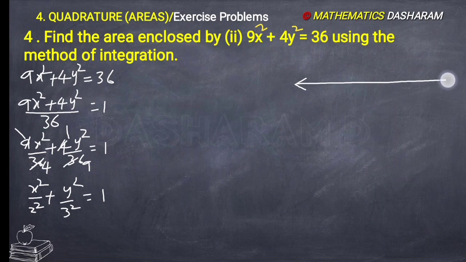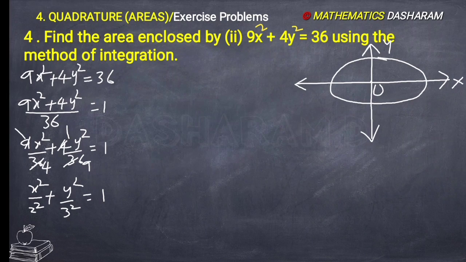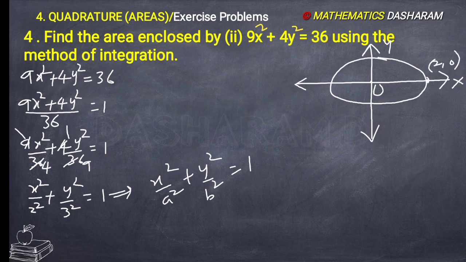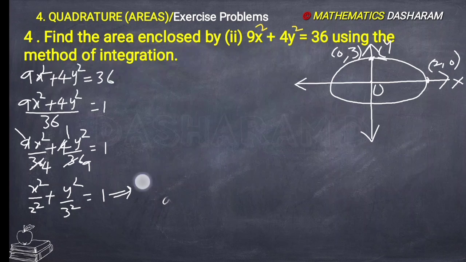Now its graph is, so x-axis here, y-axis here is a 0. This is a graph of ellipse. So here 2 square is there, na? So actually its standard form is x square by a square plus y square by b square equals to 1. So here the intersection point is 2 comma 0. Here the intersection point is 0 comma 3. Okay, now let's find out the area.